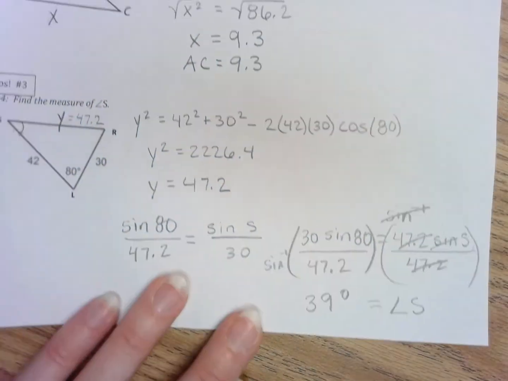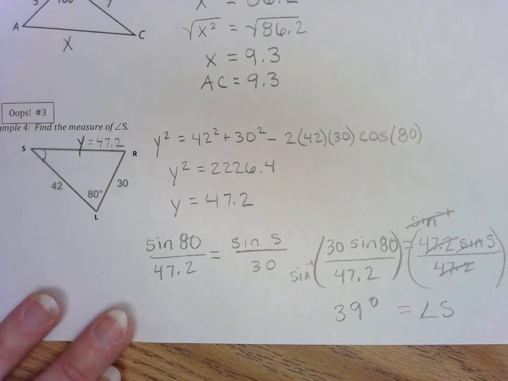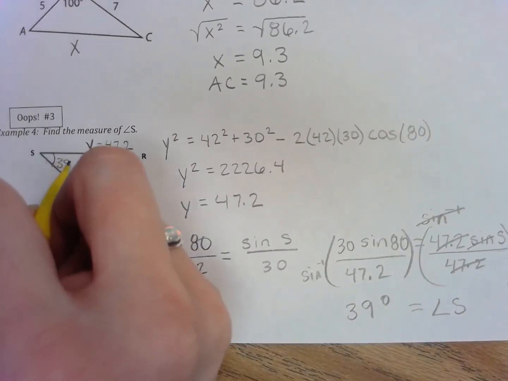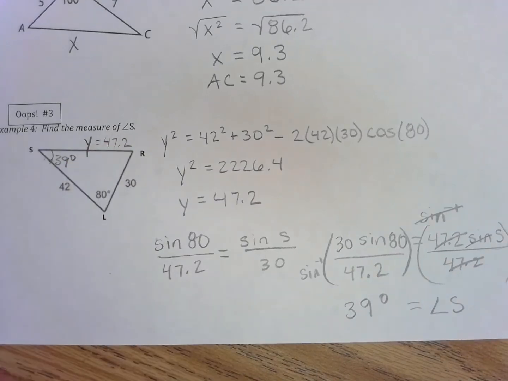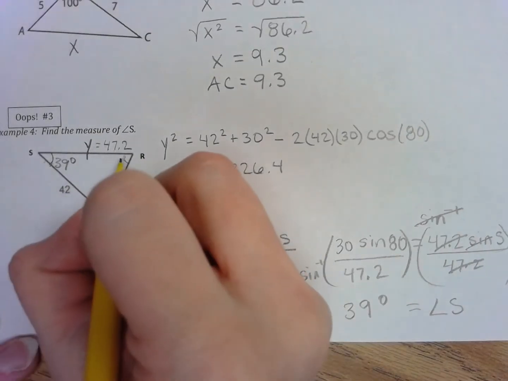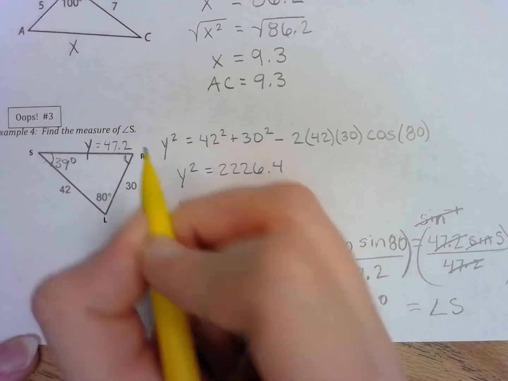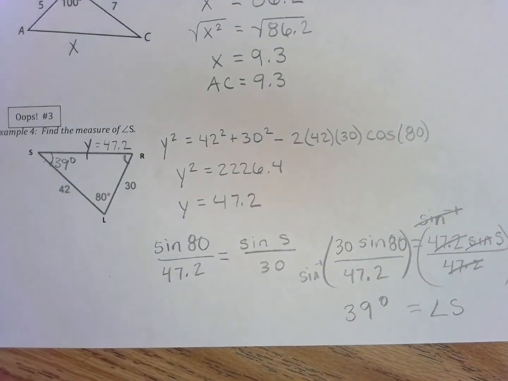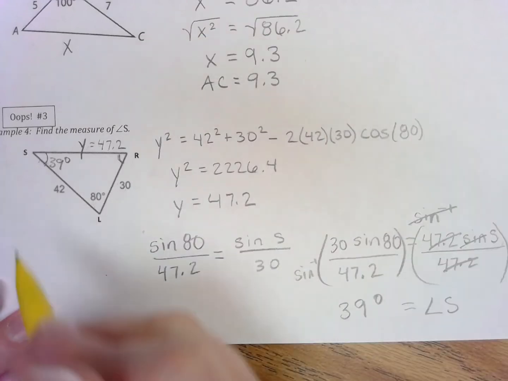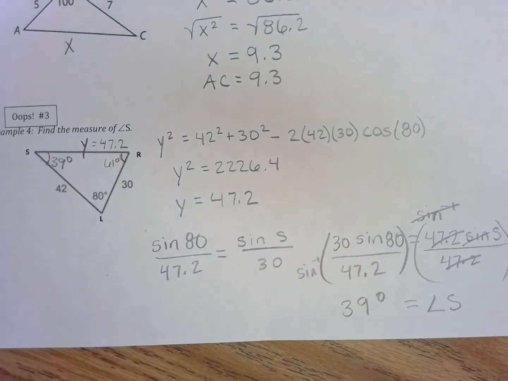So the measure of angle S, the one we're asked to find, is 39 degrees. And if you wanted to, just to find every missing part of the triangle, angle R you could find by taking 180 minus 39 minus 80. 180 minus 39 minus 80 gives us 61 degrees. We weren't asked for that, but why not? It gives us every piece of the triangle.